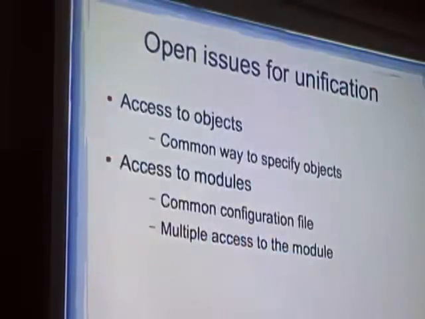So, what I've told you actually is what open problems we have. I propose a solution only to the first one, and the others are still open. So today we have no common way to specify objects. pkcs11 URLs might be a solution that we like in GNU TLS, and we have problems accessing modules in a single application, and we have problems with the configuration file that is not there.